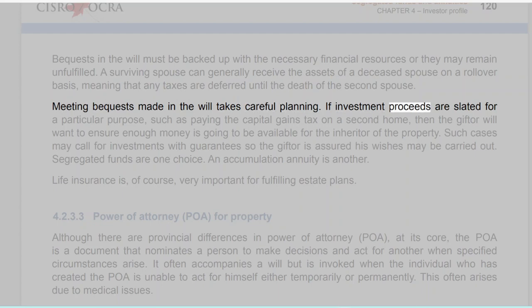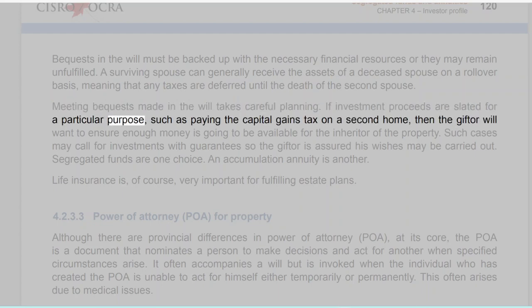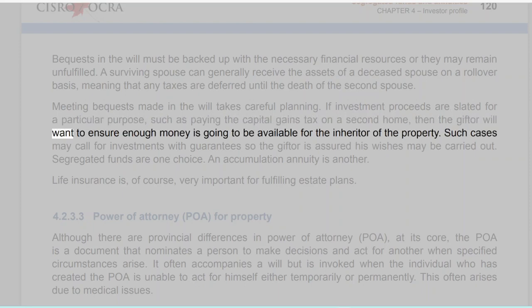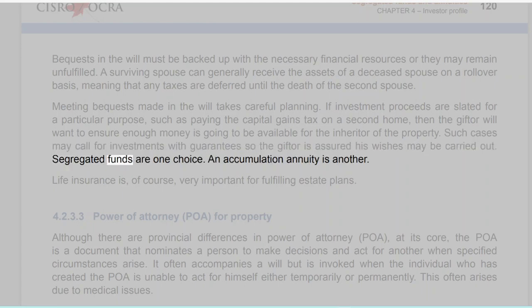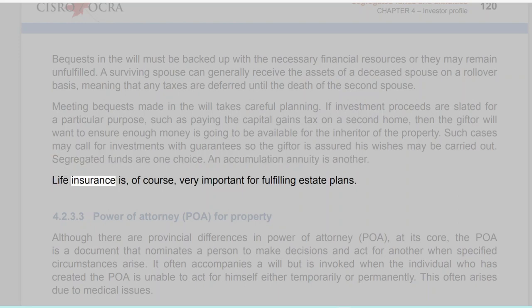If investment proceeds are slated for a particular purpose, such as paying the capital gains tax on a second home, then the gifter will want to ensure enough money is going to be available for the inheritor of the property. Such cases may call for investments with guarantees, so the gifter is assured his wishes may be carried out. Segregated funds are one choice. An accumulation annuity is another. Life insurance is, of course, very important for fulfilling estate plans.